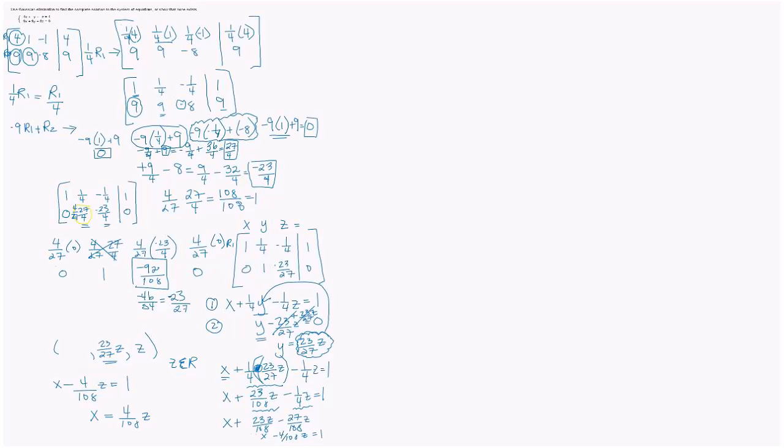And 4 over 108, I can definitely reduce that. x is equal to, 4 goes into both 4 and 108, 1 over 27 z. So this is going to be 1 over 27 z is going to be my x answer.